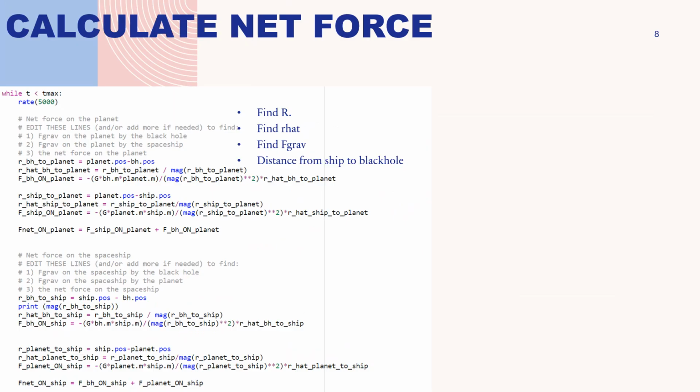In my code below, you can see the loop that we used, and as you can see, my rate is 5,000, which is very crazy. But I had to find R, and then I had to find R hat, and then we also had to find the force of gravity, and finally the distance from the ship to the black hole. So that's what all of this code means.